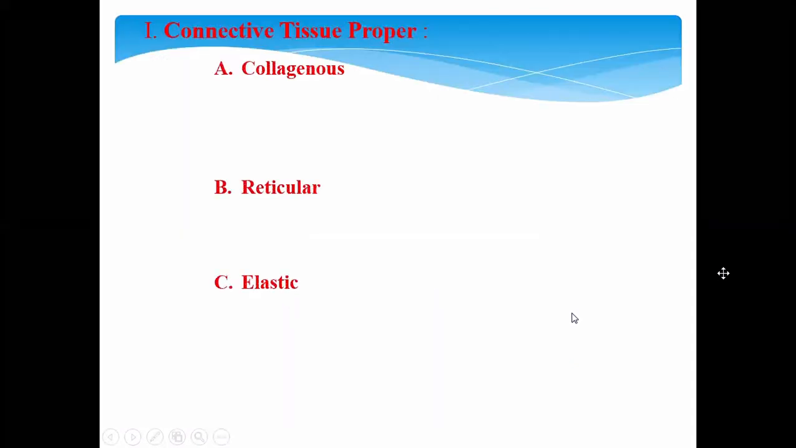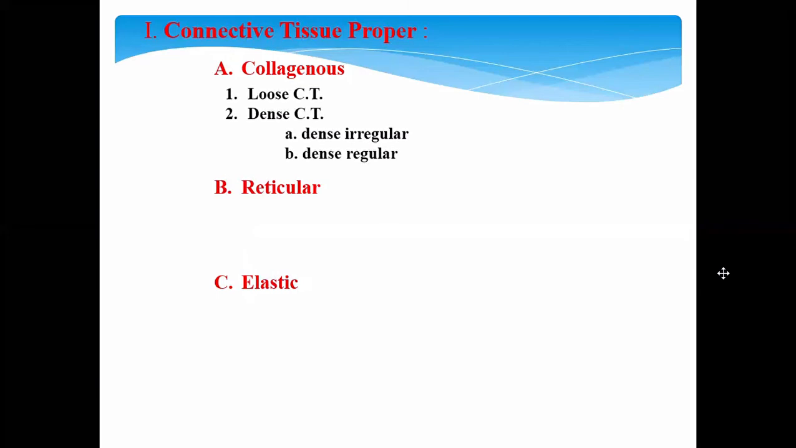Okay, so when you say connective tissue proper, you will have only three types. We have mentioned them already. Collagenous, and collagenous you will again say loose collagenous tissue or loose connective tissue. Then dense connective tissue. If it is dense, puno o makapal, then it can be irregular or regular. We have demonstrated that. And then you have your reticular.